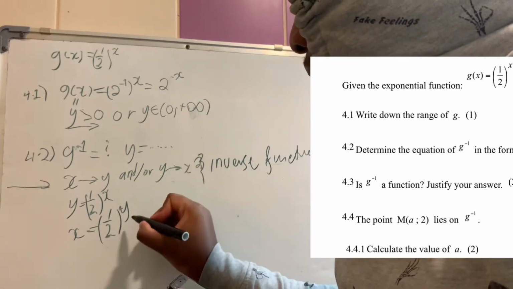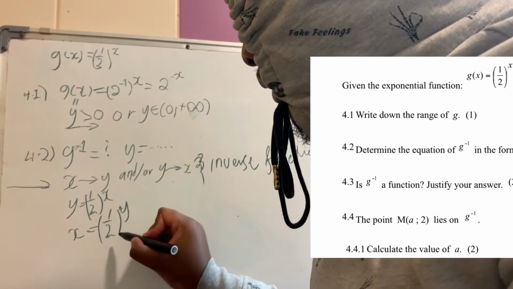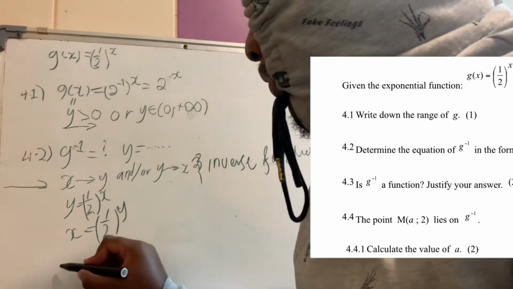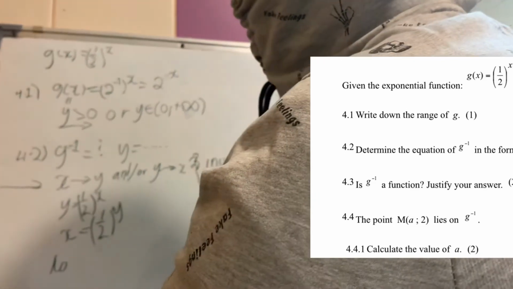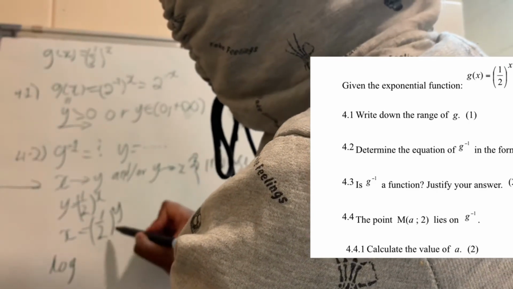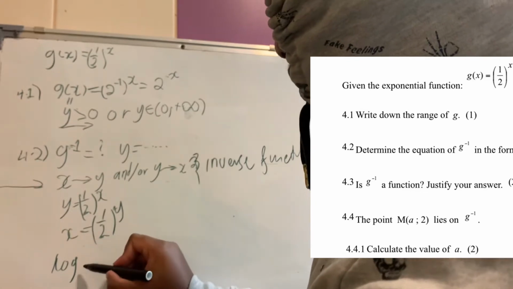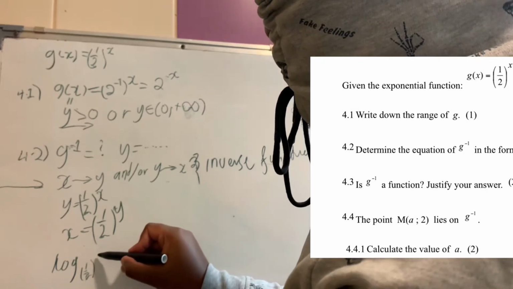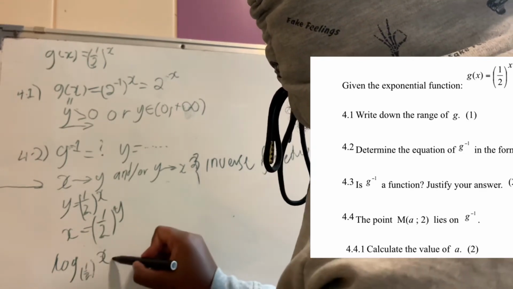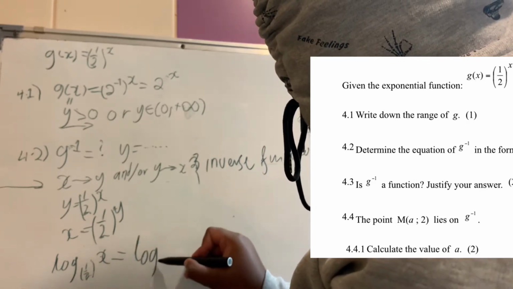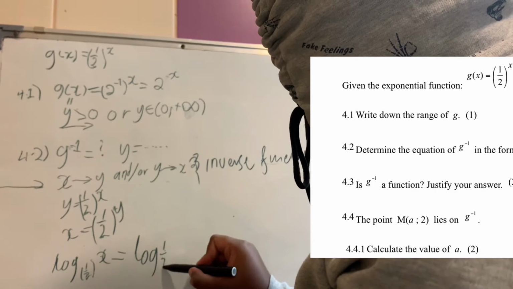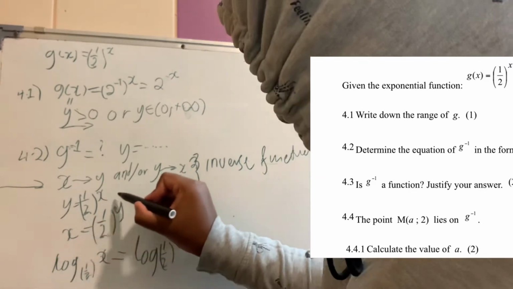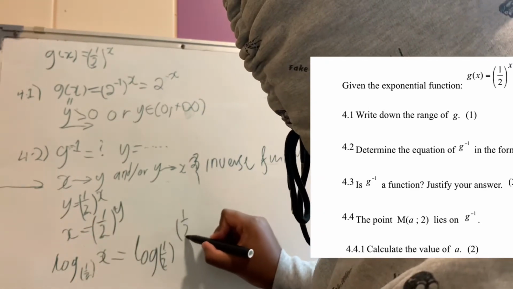To do that we introduce the laws of logs. We take the log of both sides, with the base being 1/2, so the log base 1/2 of (1/2) to the power y cancels, and we're left with y.